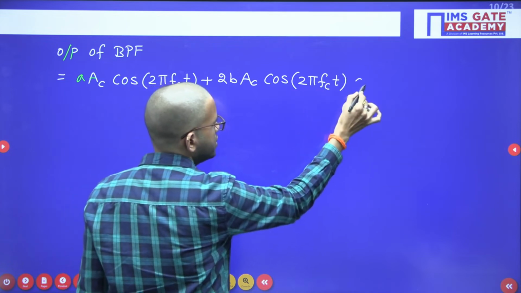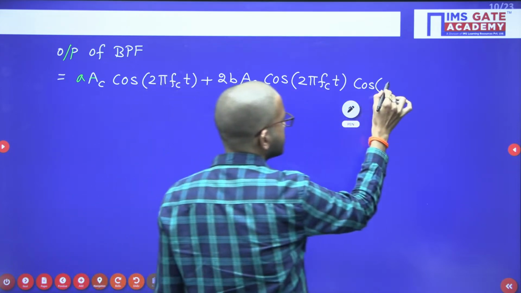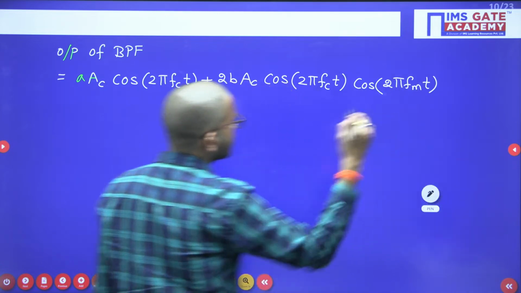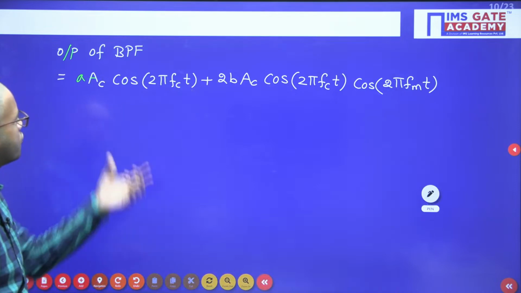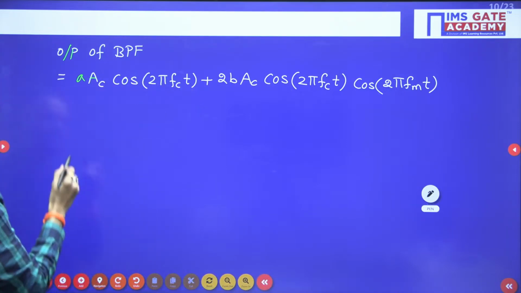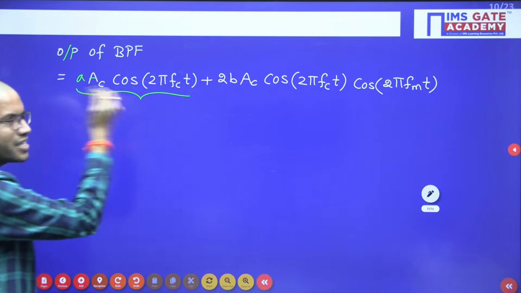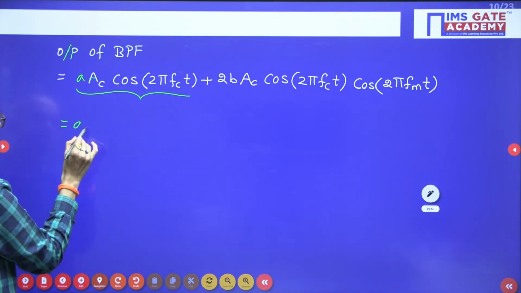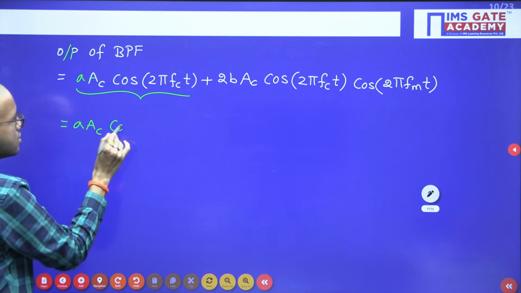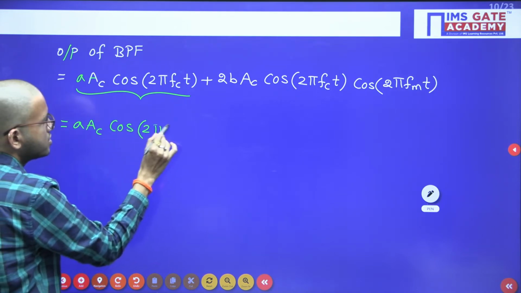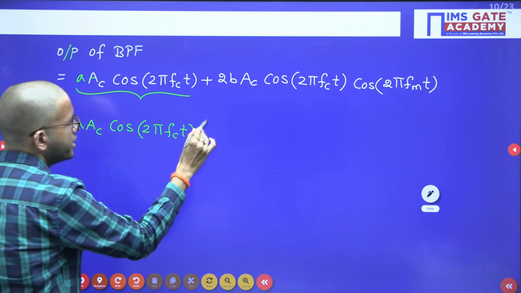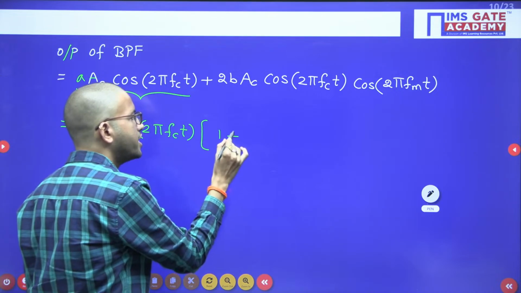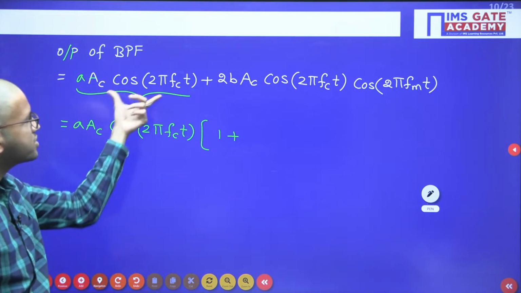Cos 2 pi FCT into cos 2 pi FMT. Okay, right. So from these two we can take this entire term as common so that we can get the standard equation of AM signal. AC cos 2 pi FCT I am taking common. Then since I have taken this entire term common, here obviously we can write only 1, because 1 into this entire term is nothing but this term.